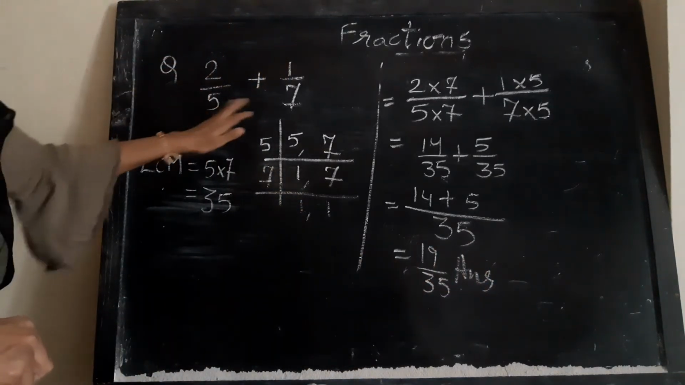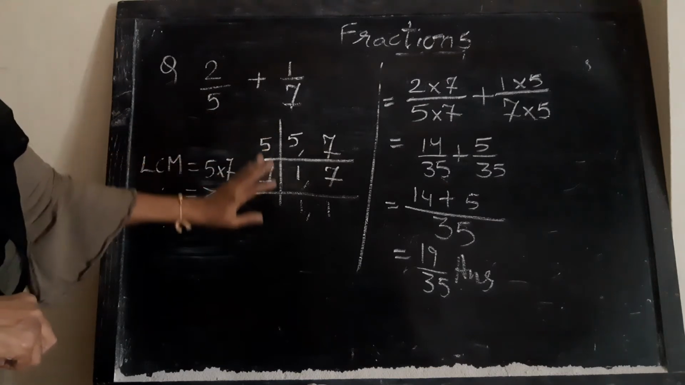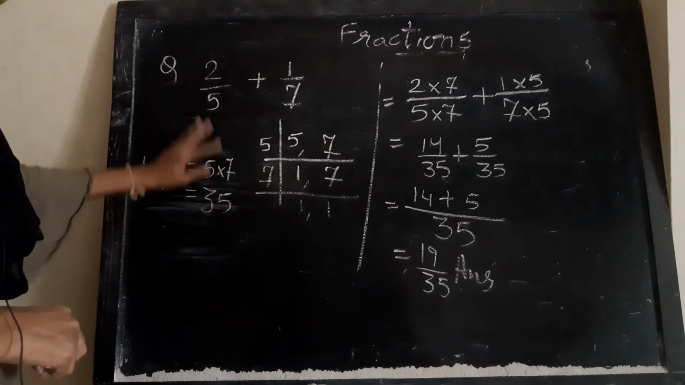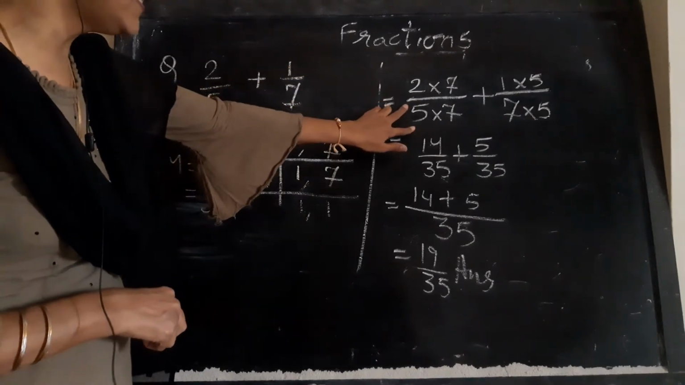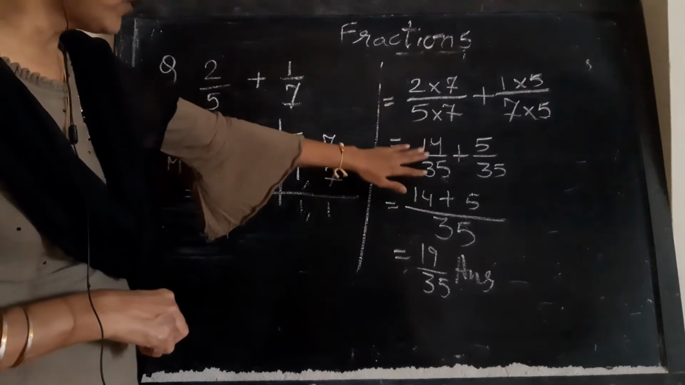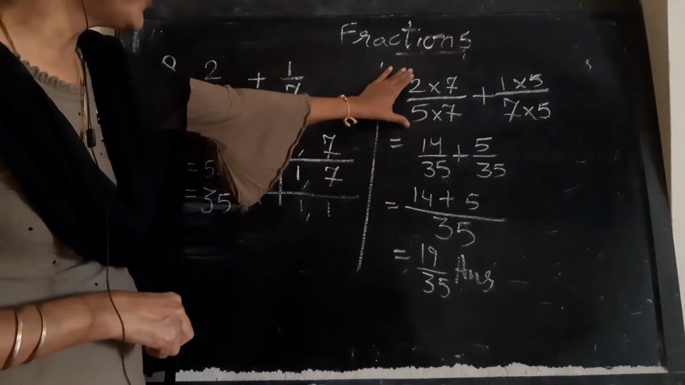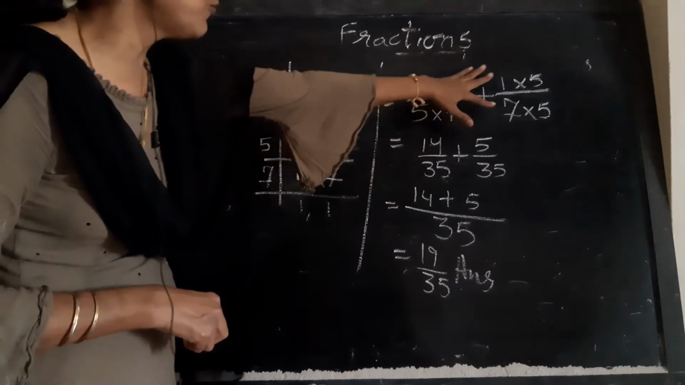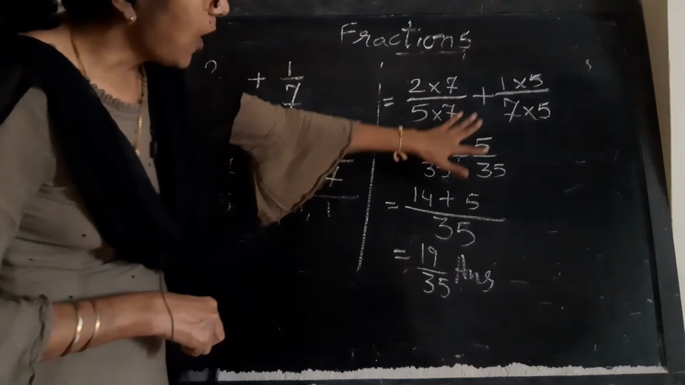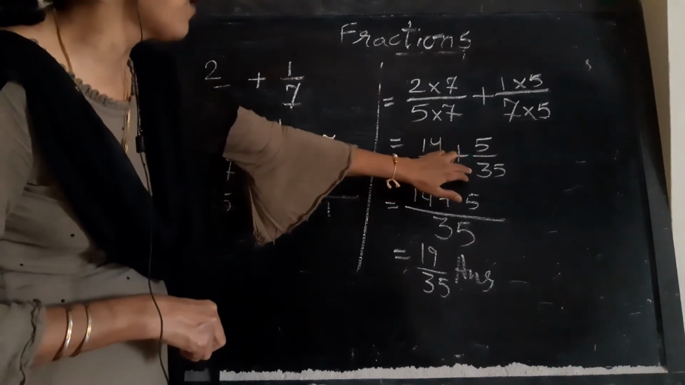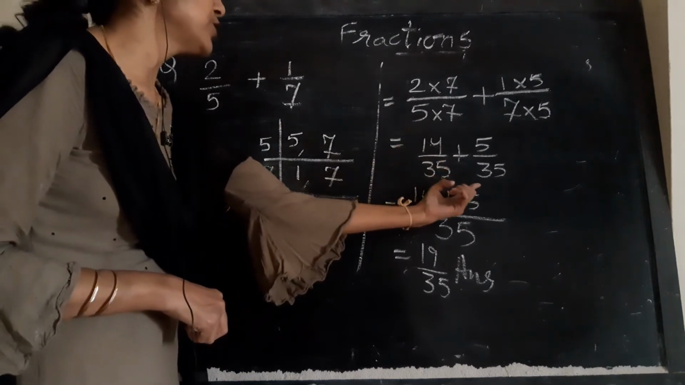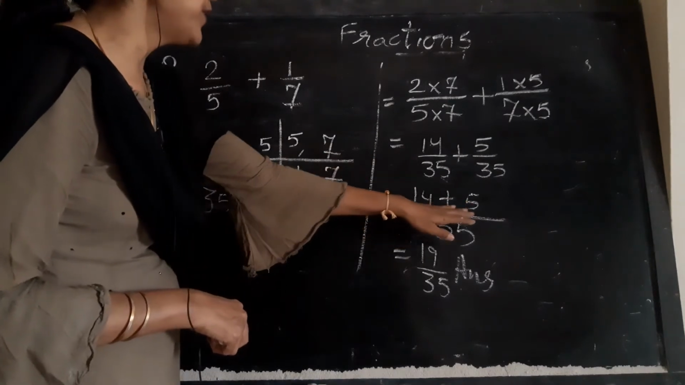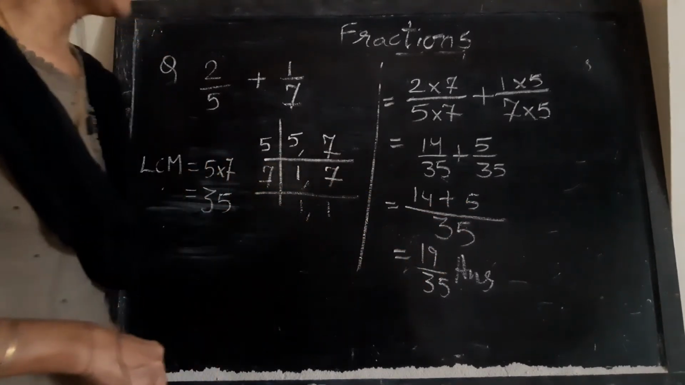So you've seen if the denominators were different, then we took the LCM of the denominators. The LCM came out to be 35. Then we converted the denominators into the LCM. So this 5 was converted into 35, so the whole fraction now becomes 14 upon 35. The same thing is to be done with this 1 upon 7, which now becomes 5 upon 35. Now the two fractions have the same denominator, 35 and 35. Now just add the numerators and copy down the denominator. You will get your final answer.